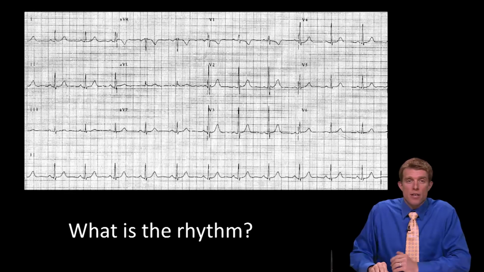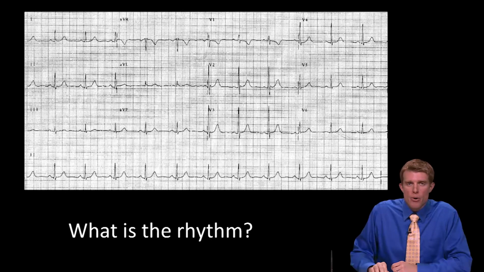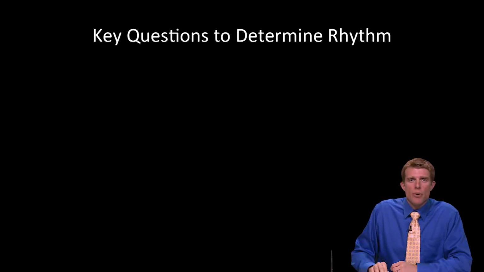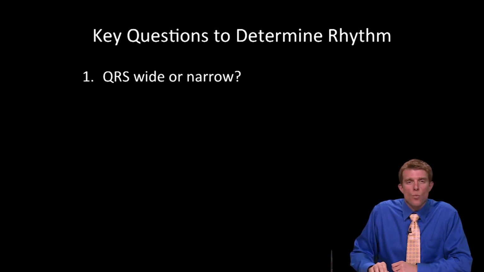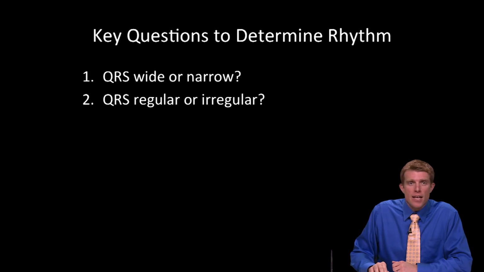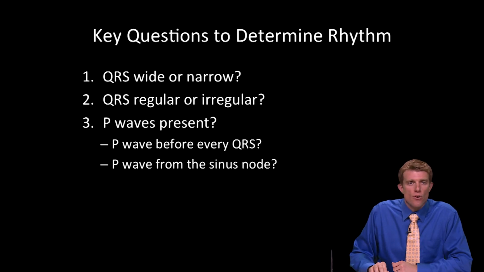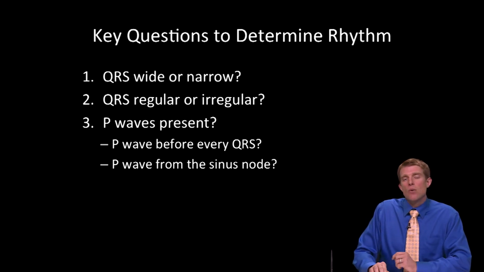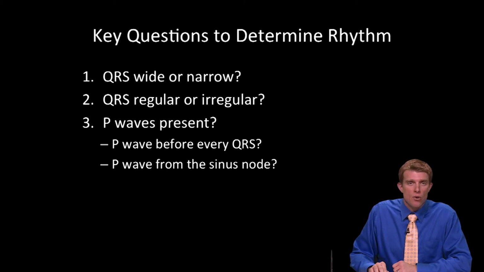Well, if we start and just try to start looking at it and we don't have a systematic approach, it can be quite intimidating. But let's break it down to our key questions to determine the rhythm. First, is the QRS wide or narrow? Secondly, is the QRS regular or irregular? Third, are there P waves present? And if there are P waves present, our 2 follow-up questions. Is there a P wave before every QRS complex? And is the P wave initiating or coming from the sinus node? Because that's going to be the most common rhythm we see, sinus.